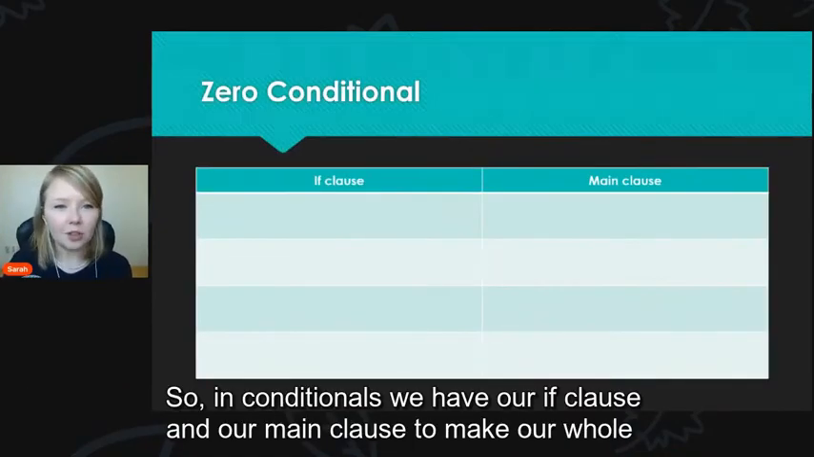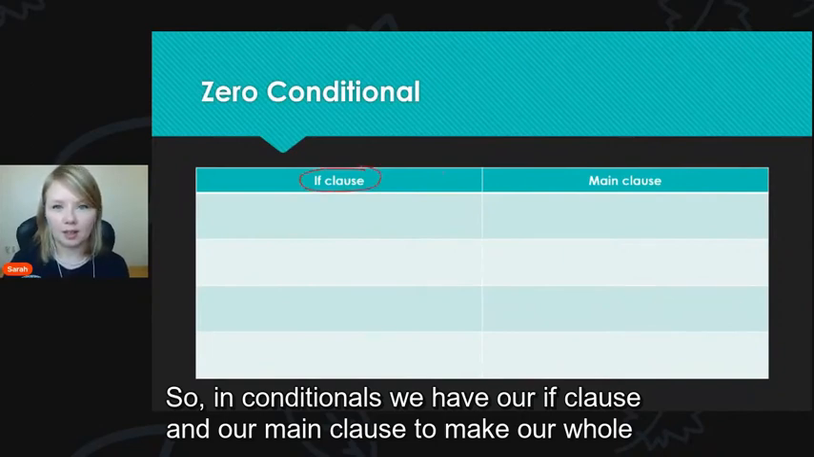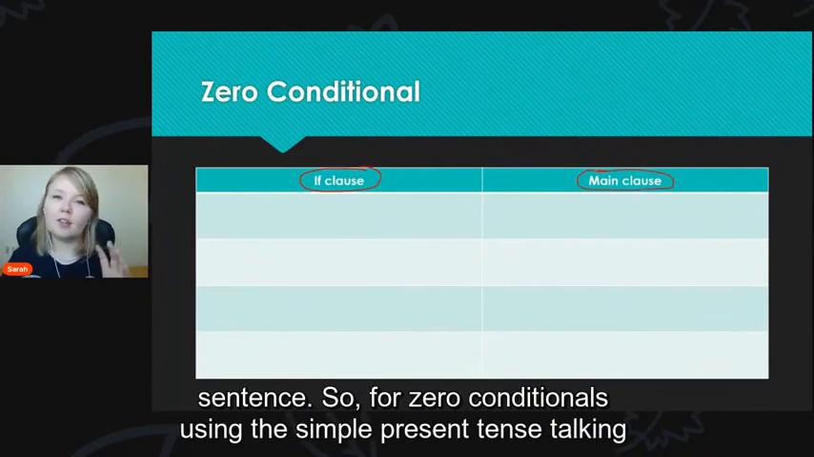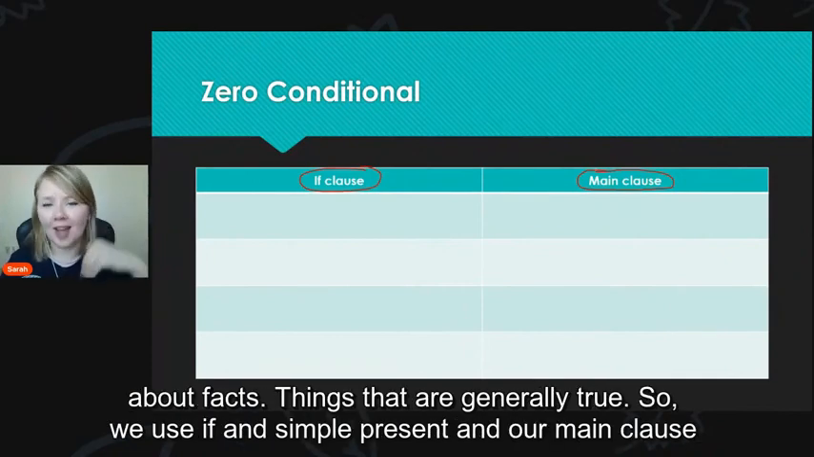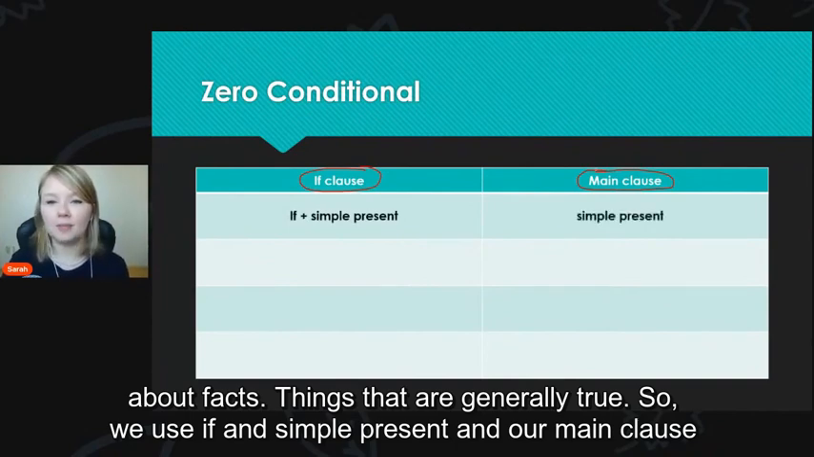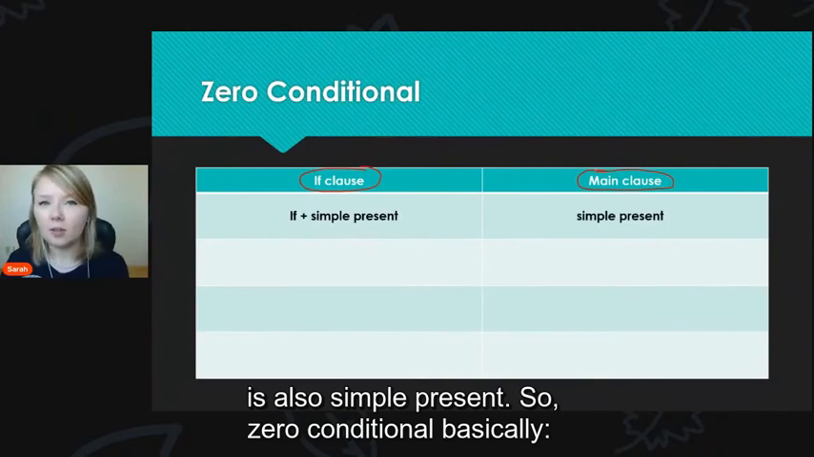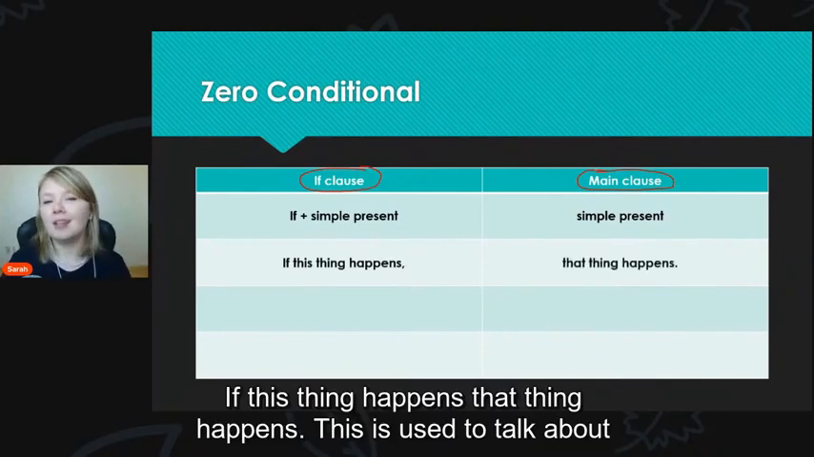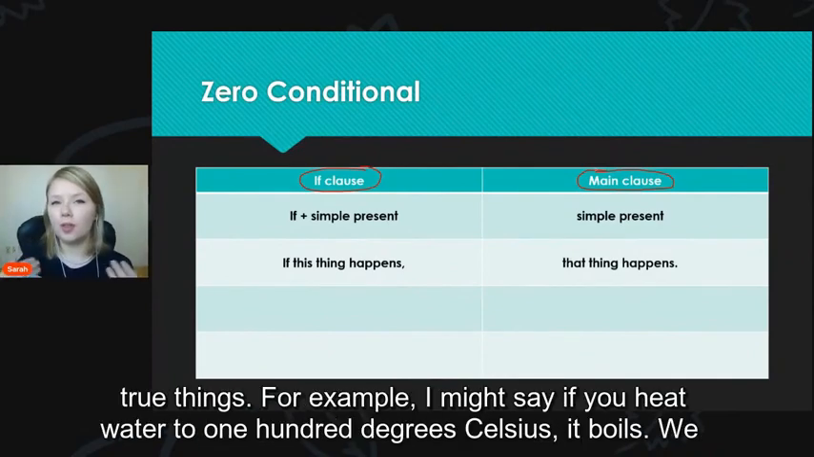So in conditionals, we have our if clause and our main clause to make our whole sentence. So for zero conditionals, we're using the simple present tense, talking about facts, things that are generally true. So we use if and simple present, and our main clause is also simple present. So zero conditional, basically, if this thing happens, that thing happens. This is used to talk about true things.